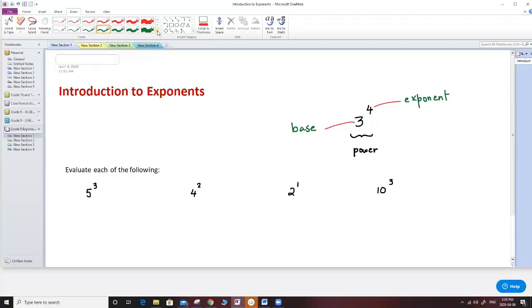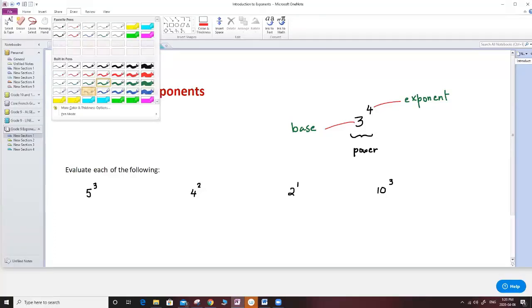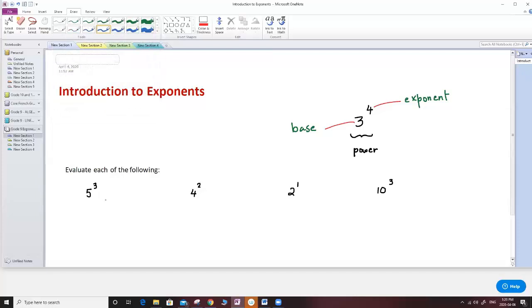So we have this question, and what is the question saying? It's saying evaluate each of the following. The word evaluate means you have to find a value. So 5 is the base, and 3 is the exponent. The exponent here means that I repeat the 5 three times. I multiply the base by itself 3 times. So 5 times 5 times 5.